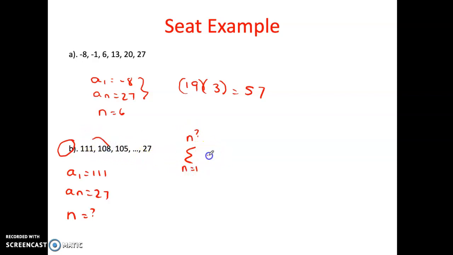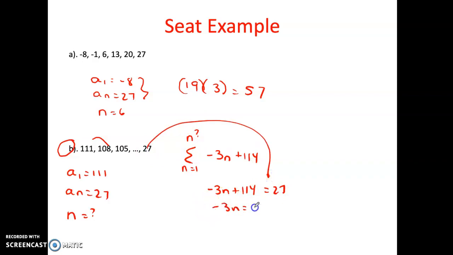So we're going down by 3. So negative 3n, if you put a 1 in there, you're going to get negative 3, but we need 111. So we're going to add 114 to get the expression. To get n, you're going to do exactly what we did in the previous slide, take that expression, set it equal to the last number, 27, and solve. And when we do that, we'll get negative 3n is going to equal negative 87. And then n is going to equal 29. So n is 29 here.